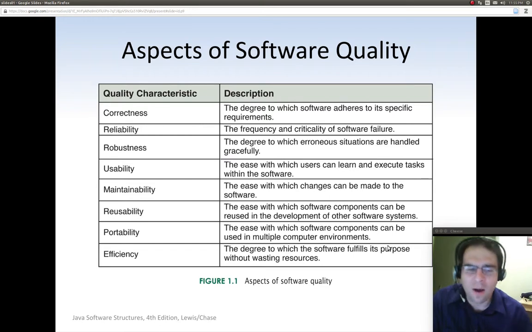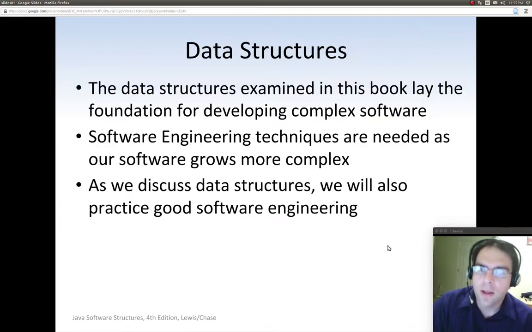But so how efficient is it? How much resources do you waste to solve it? So resources are typically memory or time usually, right? And that's kind of going to be a big thing that we think about when we talk about algorithms in this class. So what is a data structure? That's the name of the course.